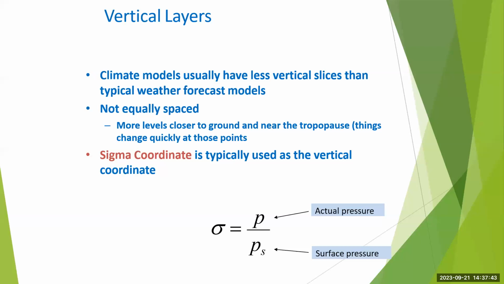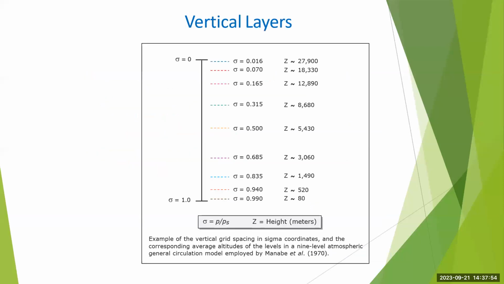And then there is a sigma coordinate, which is typically used as the vertical coordinate: actual pressure divided by surface pressure. That leads to a component which needs consideration in terms of height. So the meter height at what sigma component.